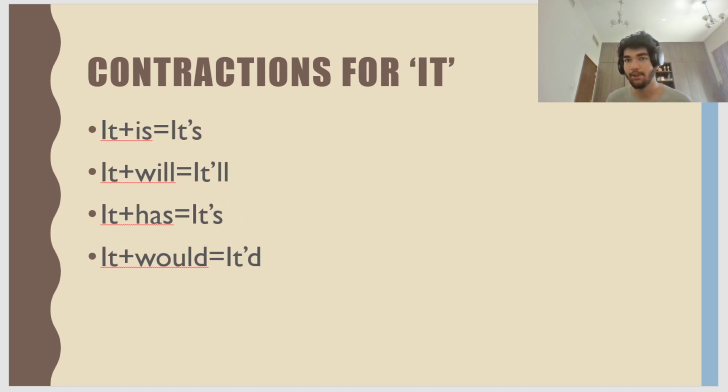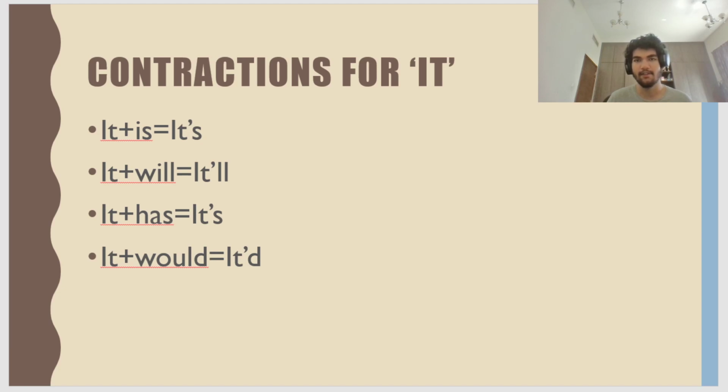Next, let's move on to the contractions for it. It again has four contractions. It is gives it's, it will gives it'll, it has gives it's, and it would gives it'd. So now if we use this in a sentence, I can say it will make sense. Now we can remove it will and put it with it'll. So that makes the sentence shorter and it saves space and it's easier to say.